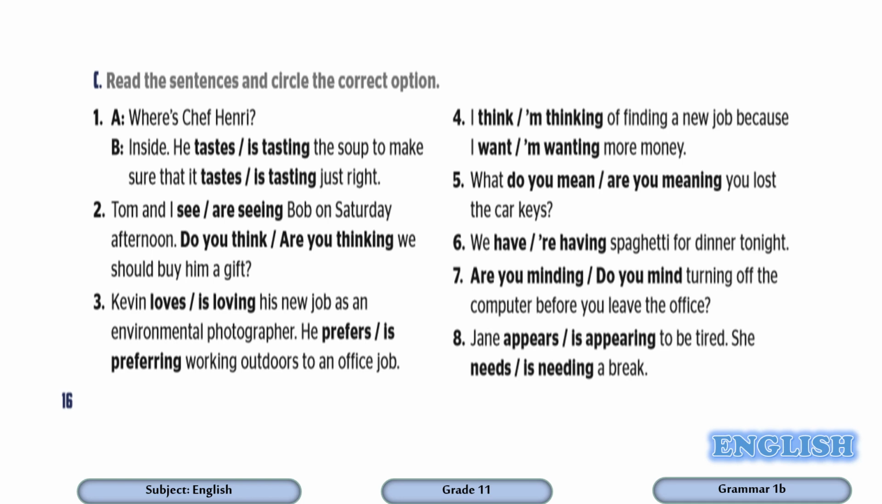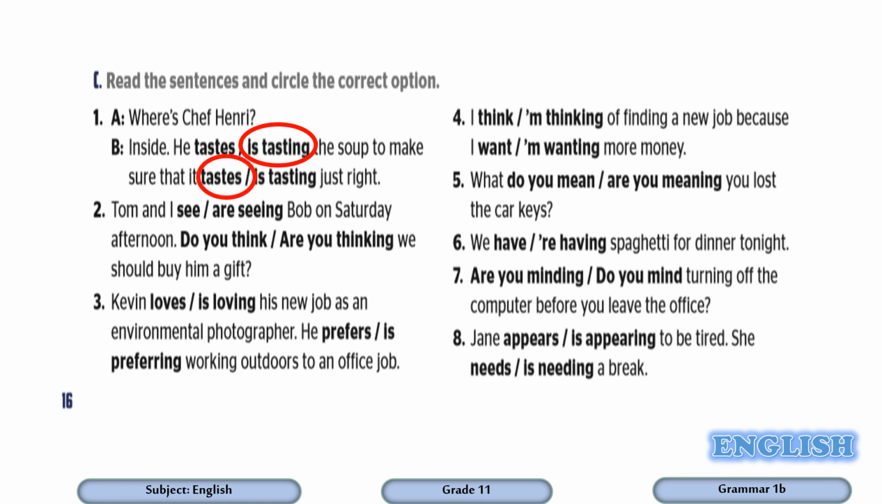Where is Chef Henry? Inside. He tastes or he's tasting the soup to make. So in this context, to taste here means to try. So he's doing an action. So the answer is very good, he's tasting. To make sure that it tastes or is tasting just right. Now, when we talk about the flavor of something, it's a state verb. Never ever put it in the present progressive. So the answer is the present simple, it tastes.